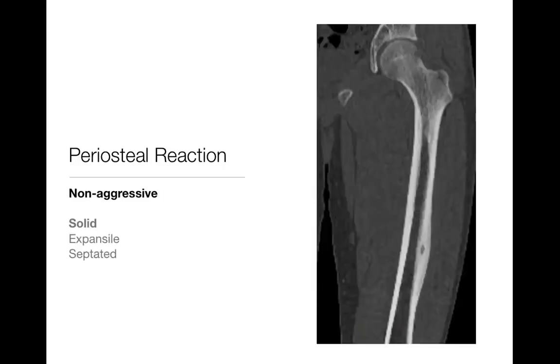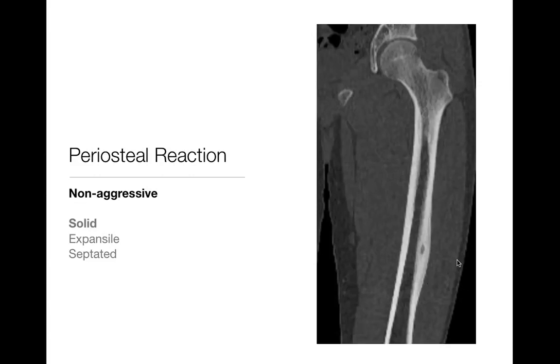So types of non-aggressive periosteal reaction are going to be classified really as solid, expansile, or septated. These are the kind of things we're going to see. This is an example of a solid periosteal reaction. We can see here in this coronal CT reformat this kind of heaped up, solid looking, very smooth new bone along the periosteum, and it's surrounding this lytic lesion, which is based in the cortex right here. This was an osteoid osteoma, with this surrounding non-aggressive solid periosteal reaction around it.